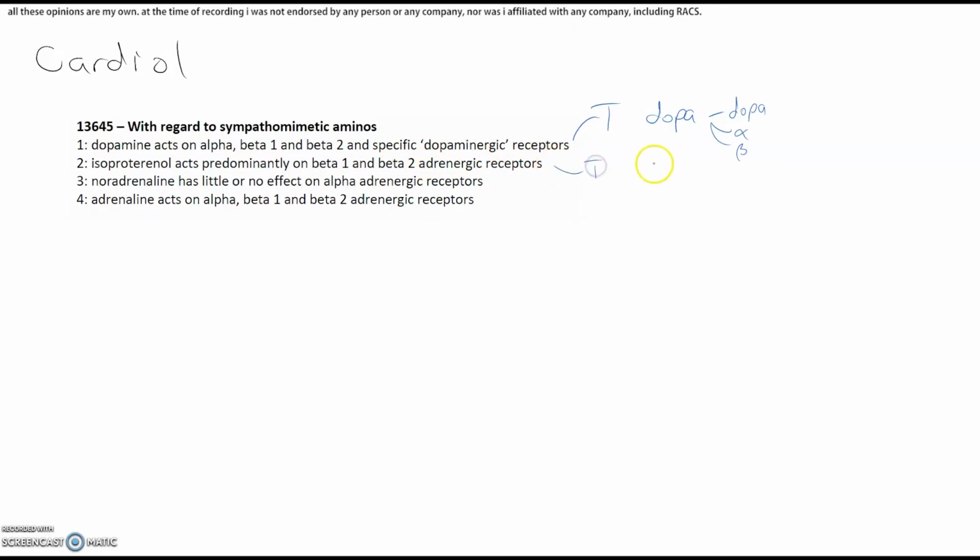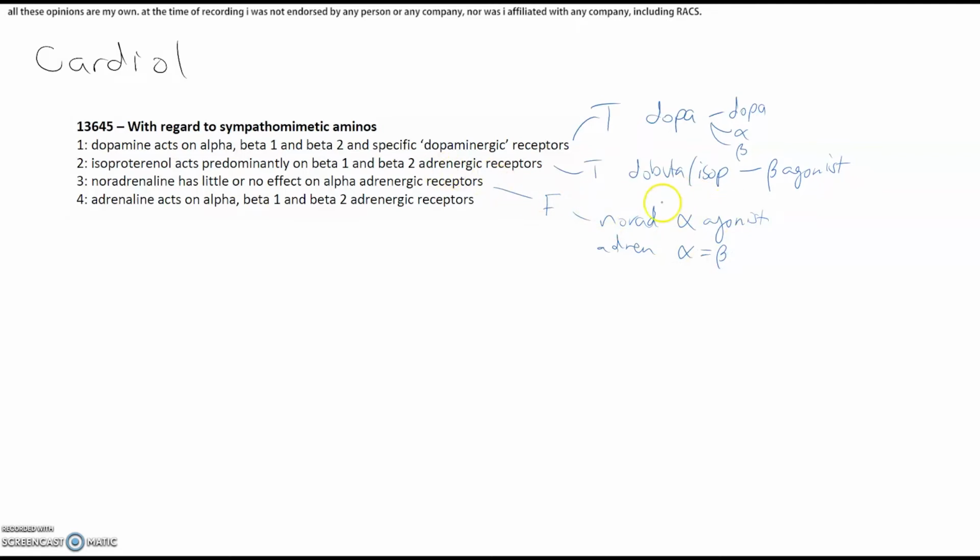This is also true. So we discussed that dobutamine and isoprenaline are primarily beta agonists. However, they do still have some alpha activity, but they are by far much more of a beta agonist than they are an alpha agonist. Next, noradrenaline has little to no effect on alpha adrenergic receptors. This is definitely false. So noradrenaline is primarily an alpha agonist, whereas adrenaline has equal alpha and beta activity.